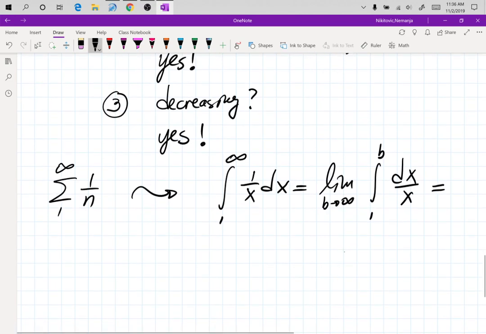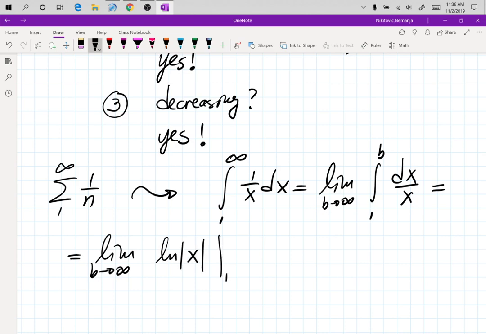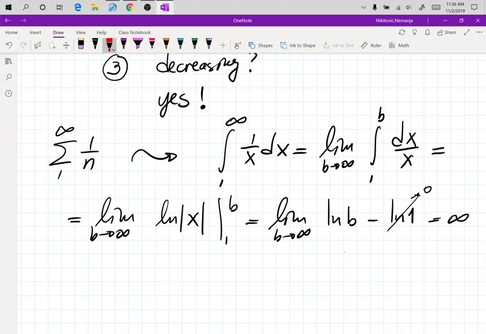What's the antiderivative of dx over x? Excellent. So copy the limit, b goes to infinity, and we have our ln of absolute x computed from 1 to b. And in 2 seconds, we're going to get our infinity: ln b minus ln 1. ln 1 is 0, so that's gone. And we have our infinity. Now, answer.